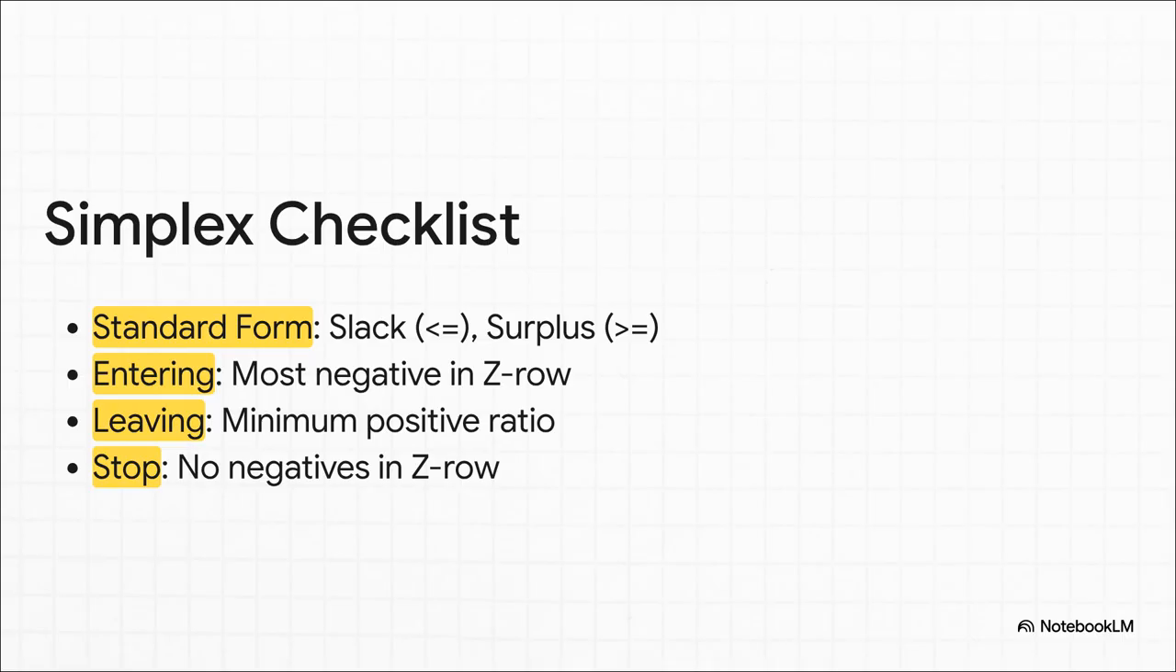Standard form means slack is unused, surplus is excess. When you iterate, the max negative enters because it's your highest ROI, and the minimum positive leaves because it's your strict bottleneck. You perform Gauss-Jordan, and you absolutely do not stop until row 0 is entirely positive. That is when you've hit optimal profit.